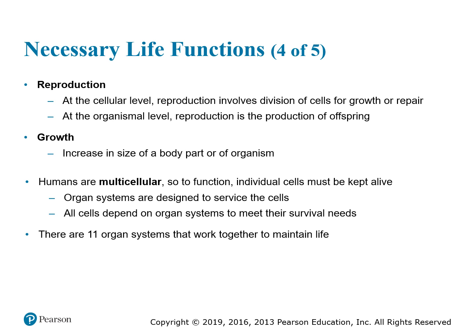Humans are multicellular, of course, so we have many different cell types to be kept alive. And to do that, we have specific organ systems that are designed to be functional service for these cells. So all cells are dependent on the organ systems to meet their survival needs, hence why we consider the organismal level to be the sum of these organ systems. There are 11 organ systems that work together to maintain life. One of them is kind of an either-or.